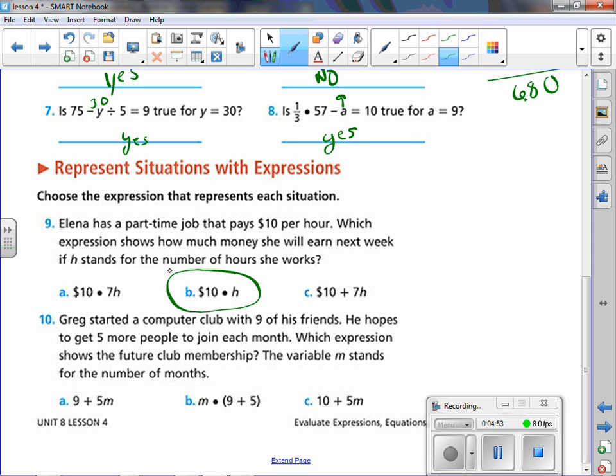Greg started a computer club with 9 of his friends. He hopes to get 4 more to join each month. So that's adding 4 each month, 4 more per month. Which expression shows the future club membership? The variable m stands for the number of months. Well, he's starting with 9 and himself. So 9 and himself means he's starting with 10. And he's adding 4 each month, so 4m.